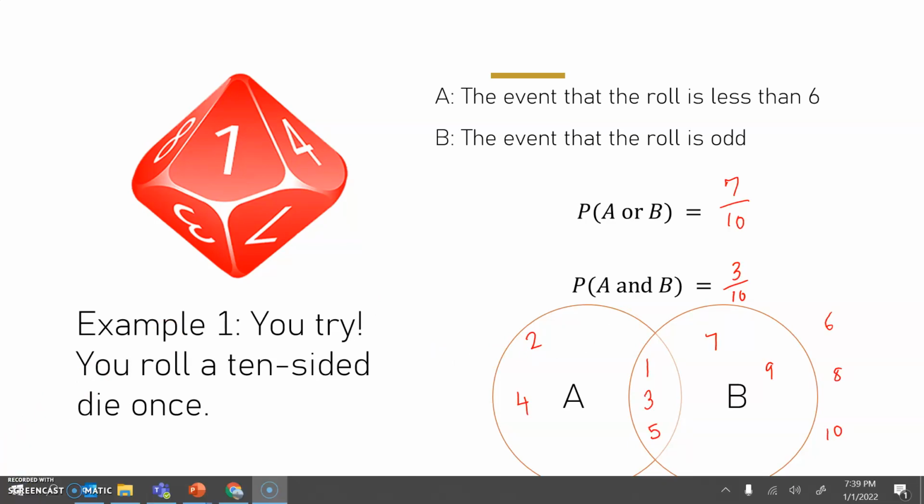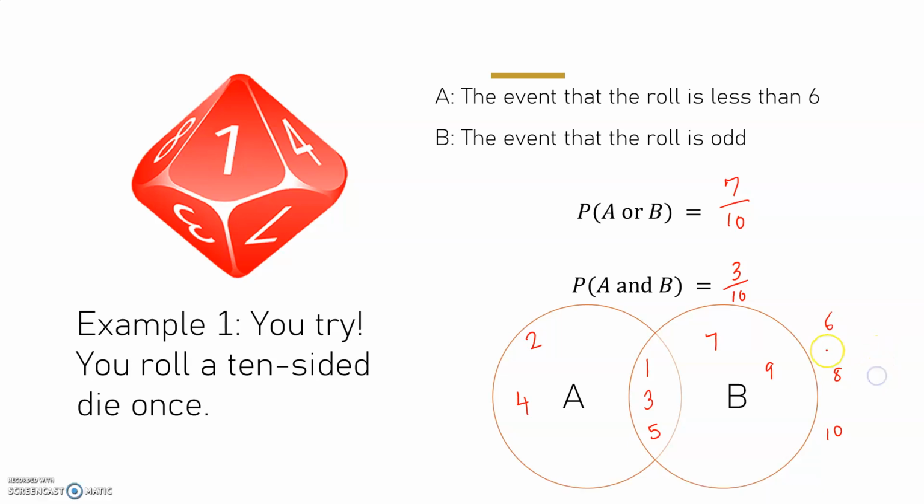This example, because it's a 10-sided die, these events are out of 10. If I look at A or B, there are 7 items that are inside of this Venn diagram. 2, 4, 1, 3, 5, 7, and 9 are all either less than 6 or odd. And then if I look at A and B, that's 3 out of 10 because 1, 3, and 5 are all both less than 6 and odd. This is not a mutually exclusive event because the overlap is not empty.